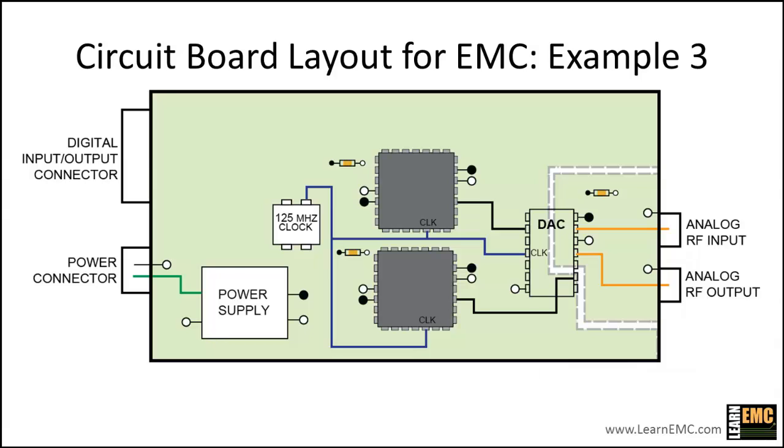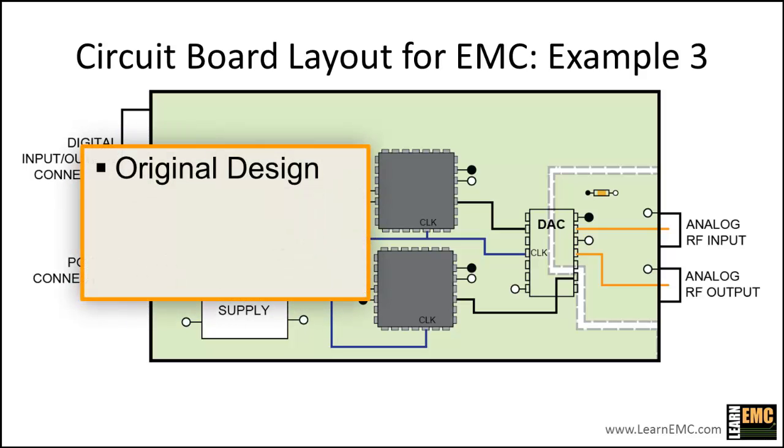In this example, we'll look at a printed circuit board layout that does not meet the FCC Class B radiated EMI requirements. We're going to analyze this layout to determine a better design for this board. After taking a look at the original design, we'll make a list of some general EMC goals that we want to address in the new layout.